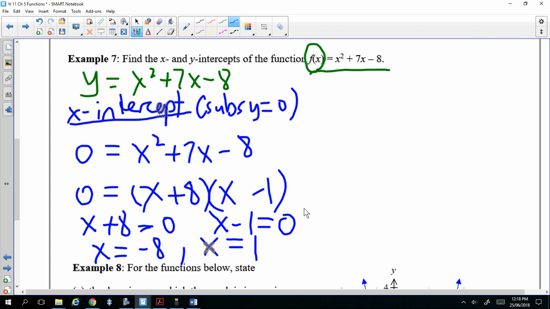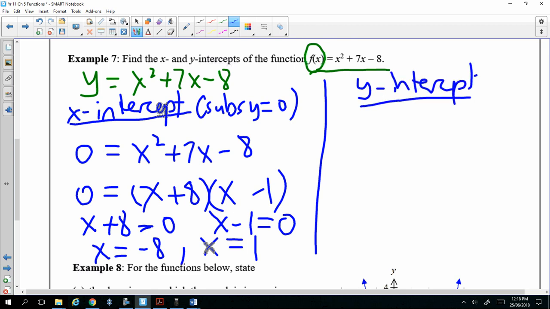Oh, we haven't finished. We'll still have to find the y-intercept. Y-intercept is much easier. All you have to do is substitute x is 0. So basically, you can just write f(0), meaning I'm substituting 0 into x. So you write 0 squared plus 7 times 0 minus 8. What would the answer be? Negative 8 is the y-intercept.